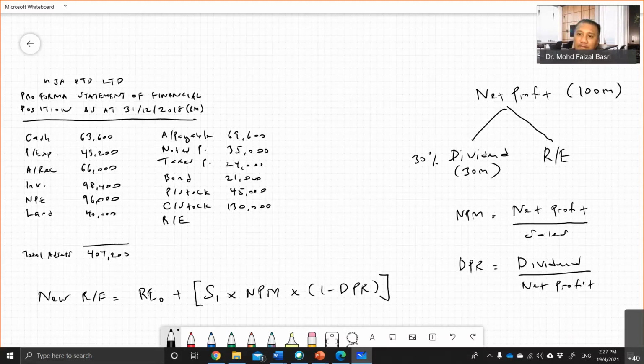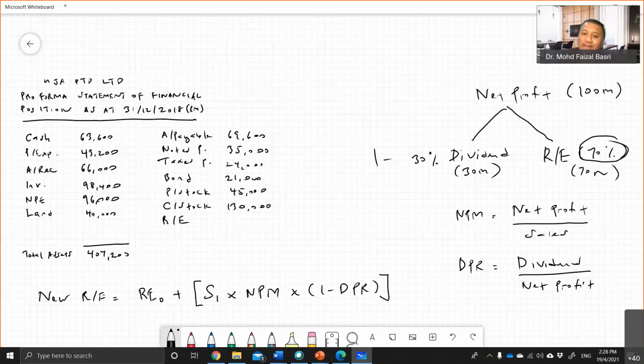So what happens to the retained earning? If I pay dividend 30%, automatically this is 70%, or 70 million. If you recall the formula, it's 1 minus DPR, so 1 minus 30% gives 70%. That's why the second part is to find the retained earnings portion. If I multiply this percentage with the net profit from the first part, we get the new retained earnings. So that's the whole idea.